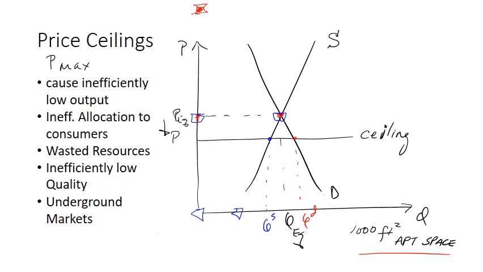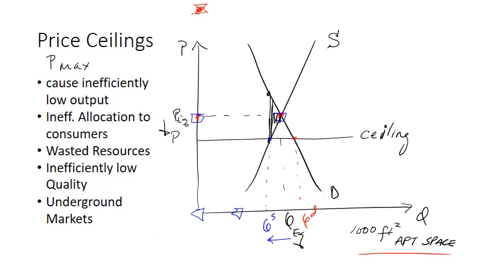And of course, just like with a floor, it's the short side of the market that matters. You have to find willing buyers and sellers. And so without as many willing sellers, it doesn't really matter that there's lots of folks who would like an apartment at this lower rate. So you're going to end up with deadweight loss in a ceiling, just like you had deadweight loss in a floor.